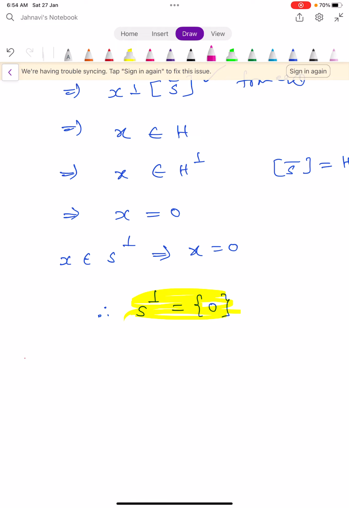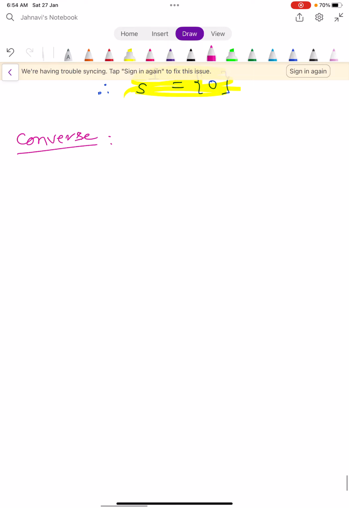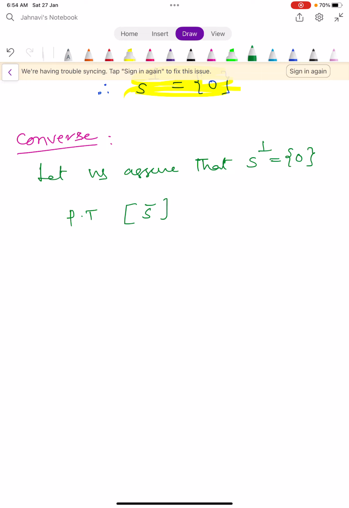Right. We go for the converse, the reverse part. In the reverse part, assume that S perpendicular is equal to {0}. We have to prove that box S bar is equal to H. That is, S is dense in H.